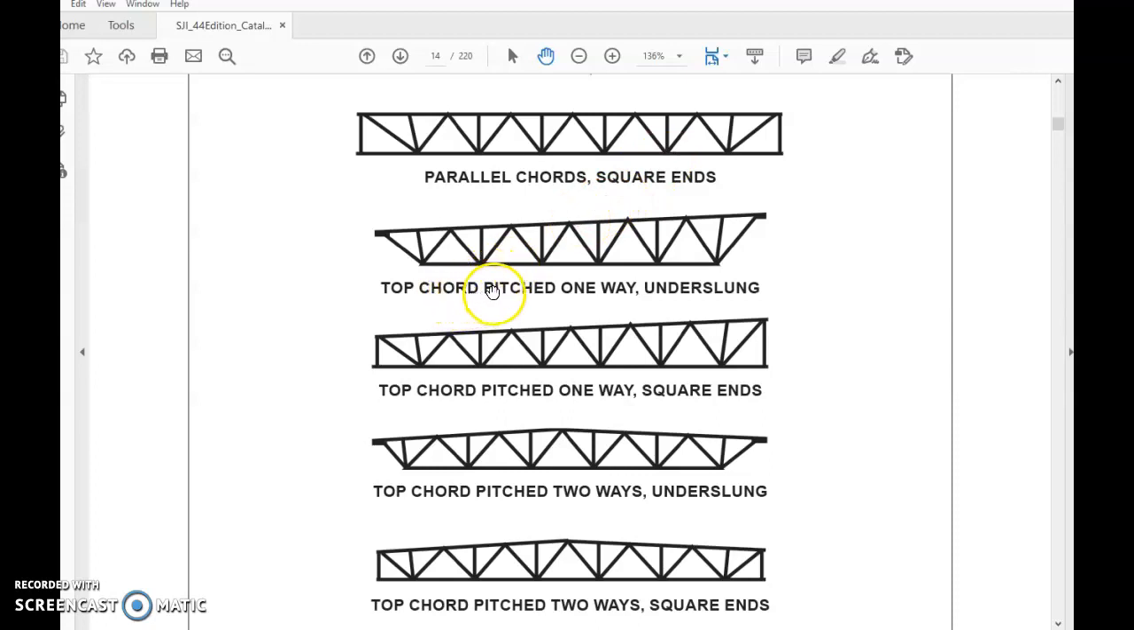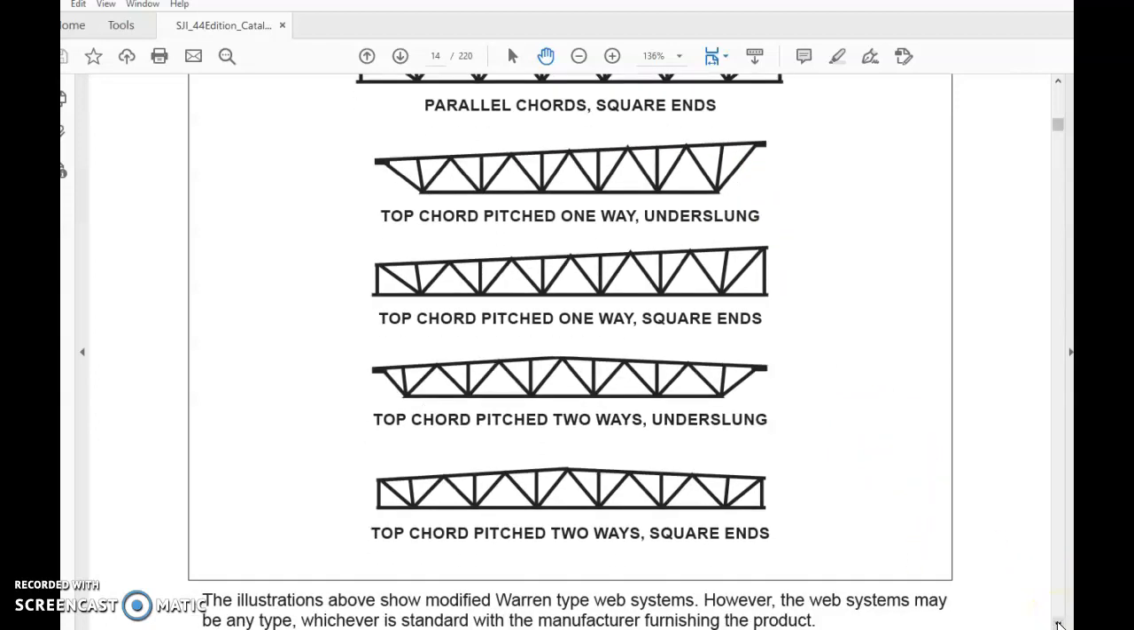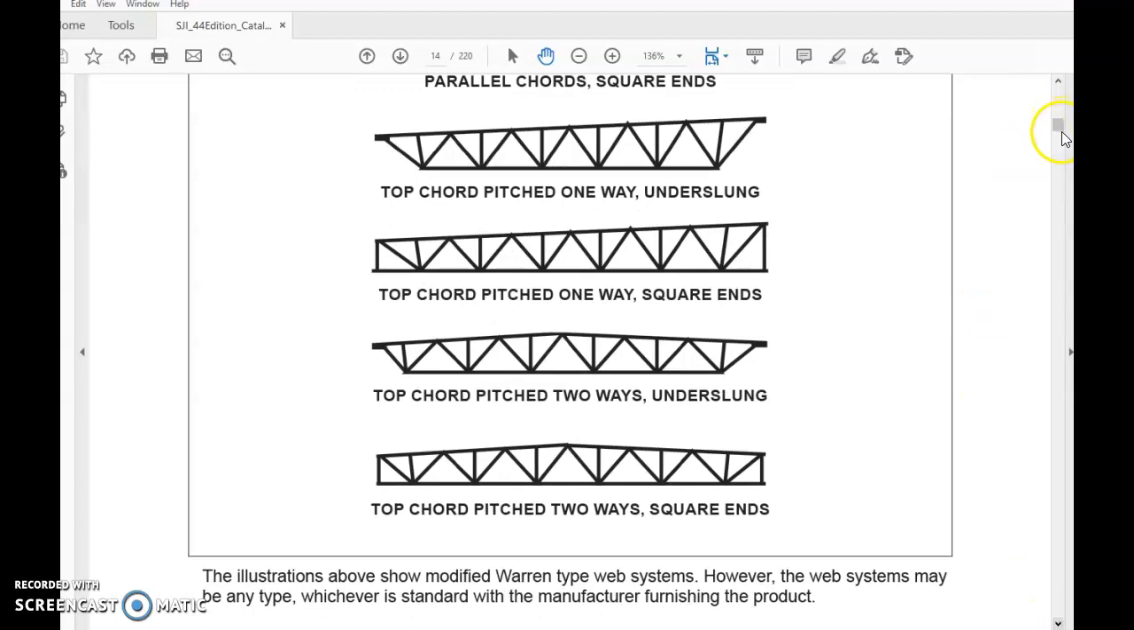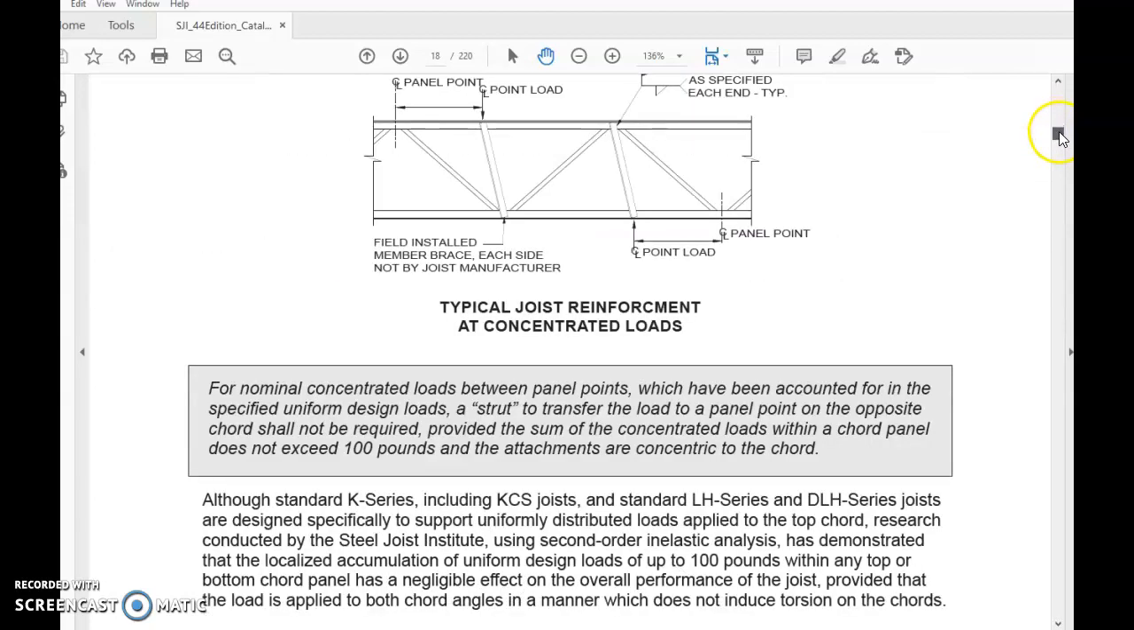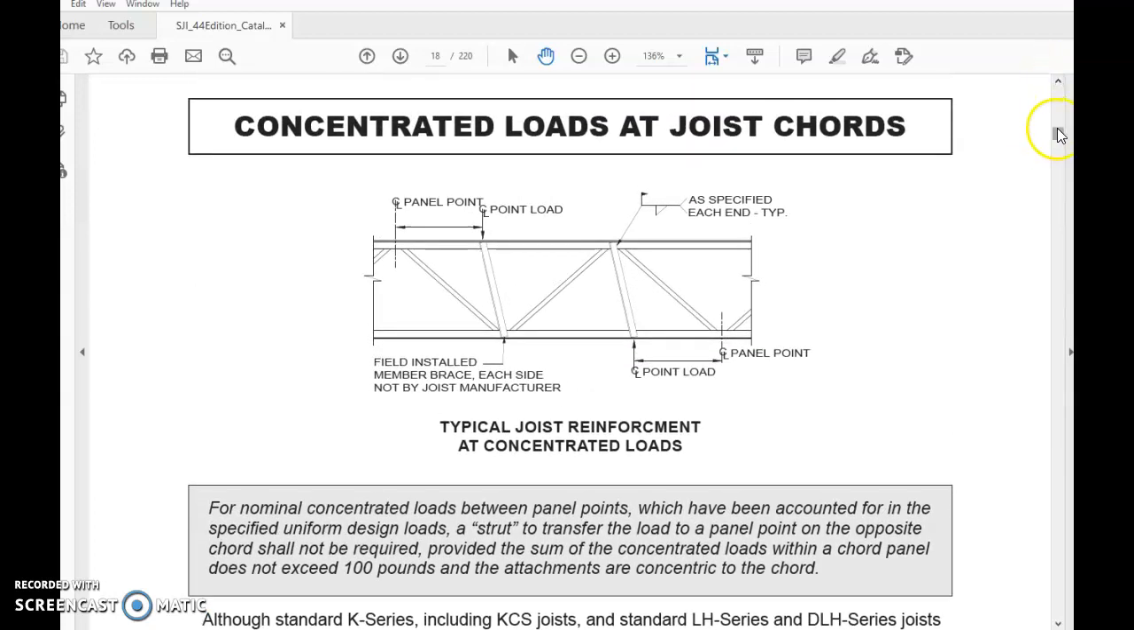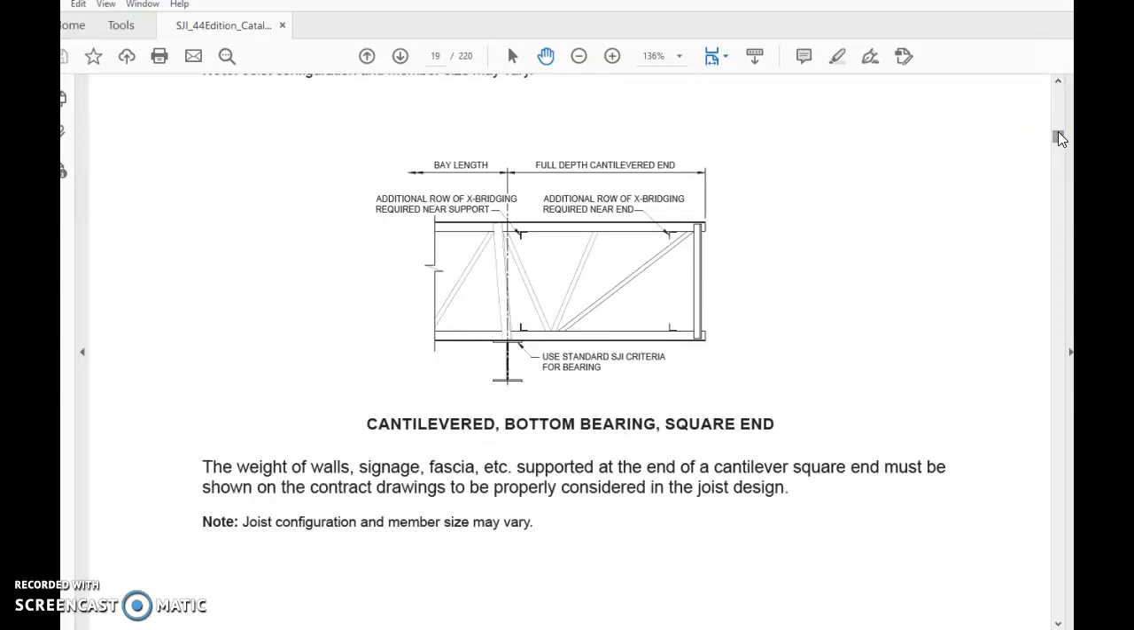I could use top chord pitched in one way, and this is an underslung is what they call it. So my bearing is going to be on the ends at this point. You kind of see how this thickens up, and as you get into your text and take a look at the first problem, you'll notice that these are the bearing points. So you can make all kinds of different shapes for these guys. So let's keep moving along here. I'm going to keep going, and there's a ton of technical information in here. So you don't really need a lot of this for this assignment, but here's an example of the cantilever.